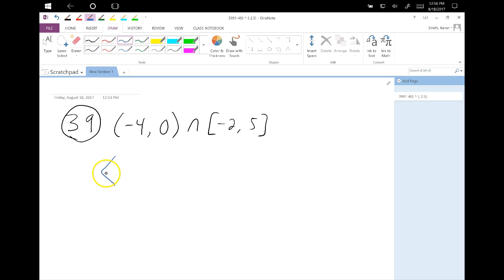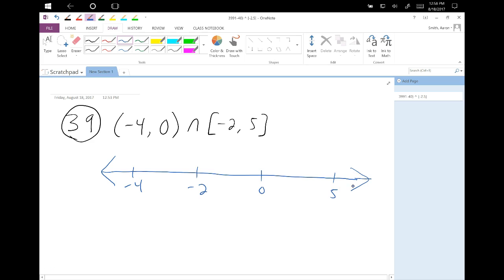So we start by drawing our number line. Not a very straight number line. Let me try that again. We start by drawing our number line like this. It's a little better. And the first thing that I do is I just put all the numbers that I see down. So I'm going to start with -4, -2, 0, and 5, trying to space them out the best I can as they should be on the number line.